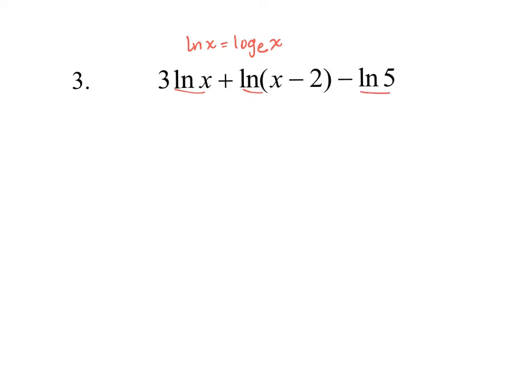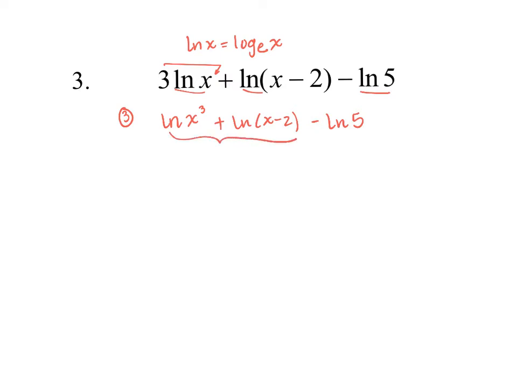Now before I can use my properties of log, for the adding and the subtracting, I'm going to want to get rid of that coefficient in the front. So that 3 will have to go and be an exponent, and that was by that power rule. So by 3, we can rewrite this as natural log of x to the 3rd power plus natural log of x minus 2 minus natural log of 5. And we can do this in baby steps here.